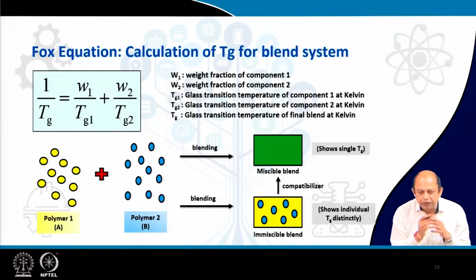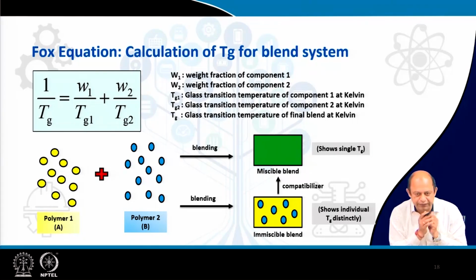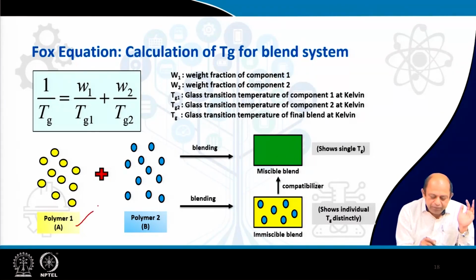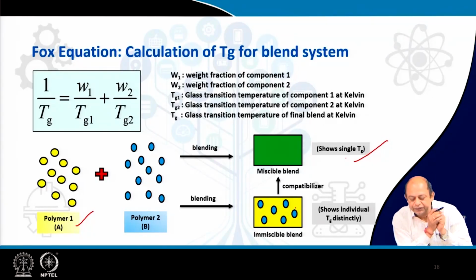Fox equation I already talked about. If you have two component blends, the resultant Tg you can get from these combinations. When it is of course an immiscible polymer, then individual Tg will appear, otherwise it is going to give you a single Tg. Typically, with an alternate copolymer or block copolymer, obviously you get 2 Tg, as I mentioned to you earlier. So, polymer A, polymer B, if you get a miscible blend, you get a single Tg. But if it is not, they will phase separate. So, both the polymers will show their signatures, 2 Tgs.